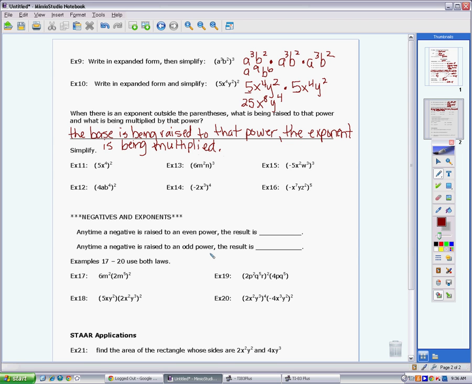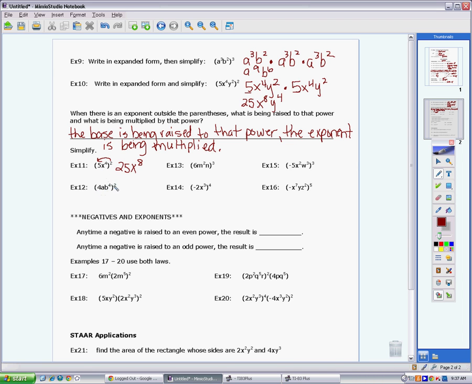Okay, so now we want to simplify, and we just want to go ahead and use the power of a power and power of a product properties here. So 5 squared, so that means I need to go ahead and square 5. So 5 times 5 is 25, and I have a base of x, and we're going to multiply the exponents together. So 4 times 2 gives me 8, so I get 25x to the 8th power. Let me go down to number 12.